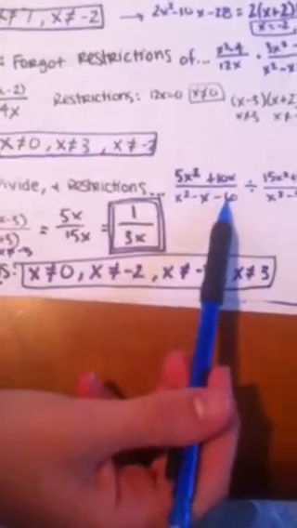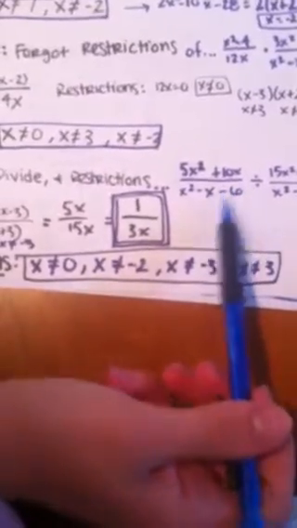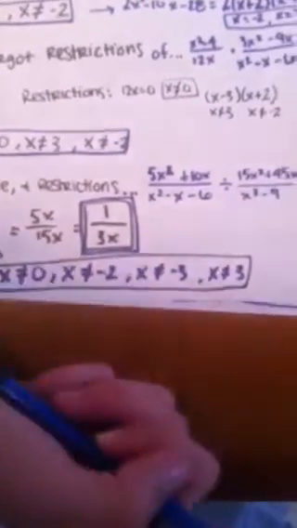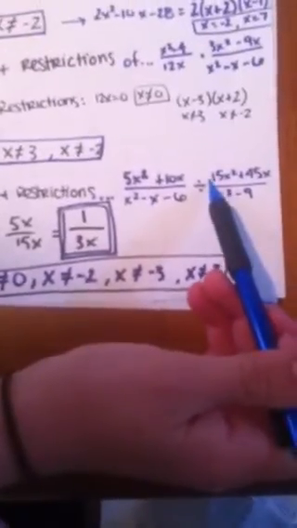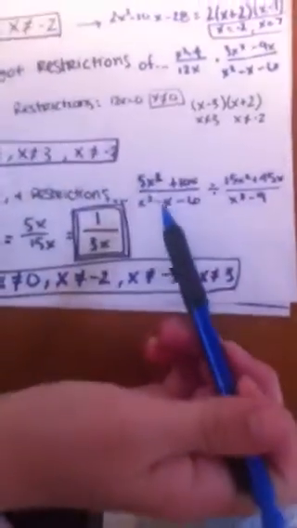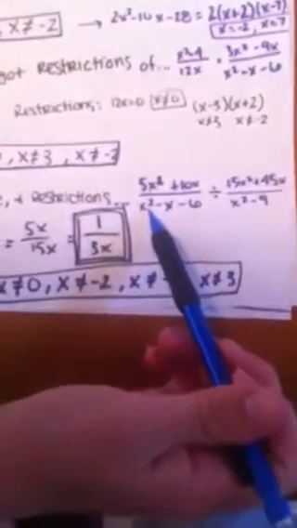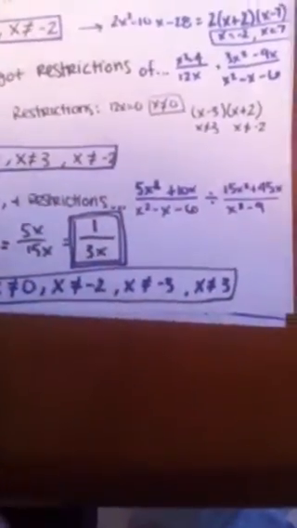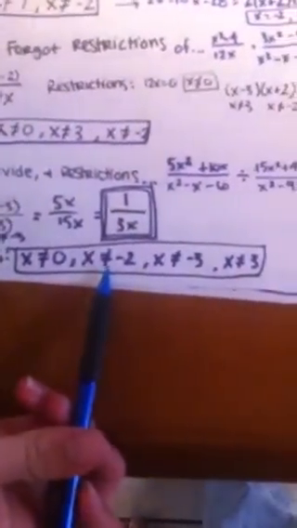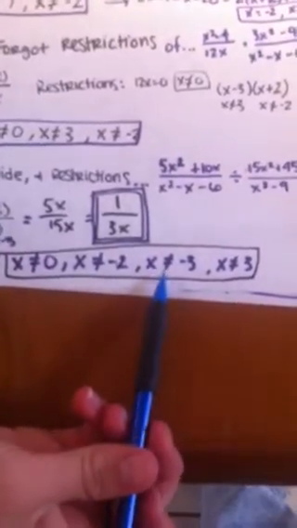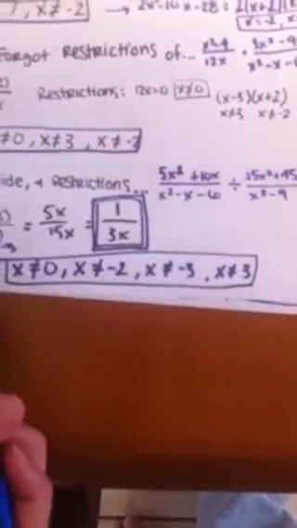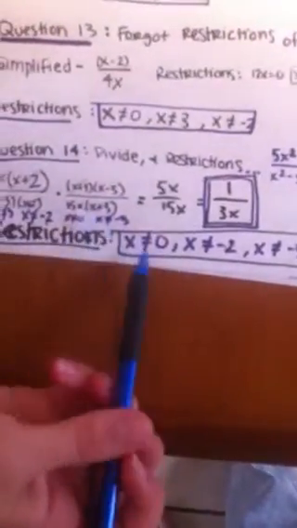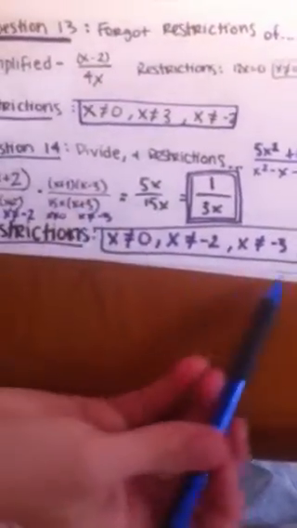Then for the restrictions, you go back to the first denominators, except since it's dividing, you want to do this bottom and then this top because you cross multiply. So this would be the new denominator. I had x minus 3 and x plus 2, so x cannot equal -2 and x cannot equal -3. Then over here you have 15x equals 0, so x cannot equal 0, and x plus 3, so x cannot equal -3.